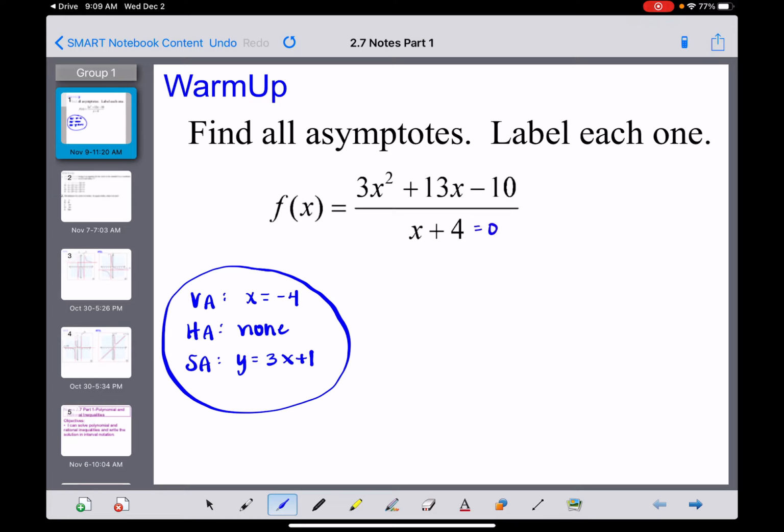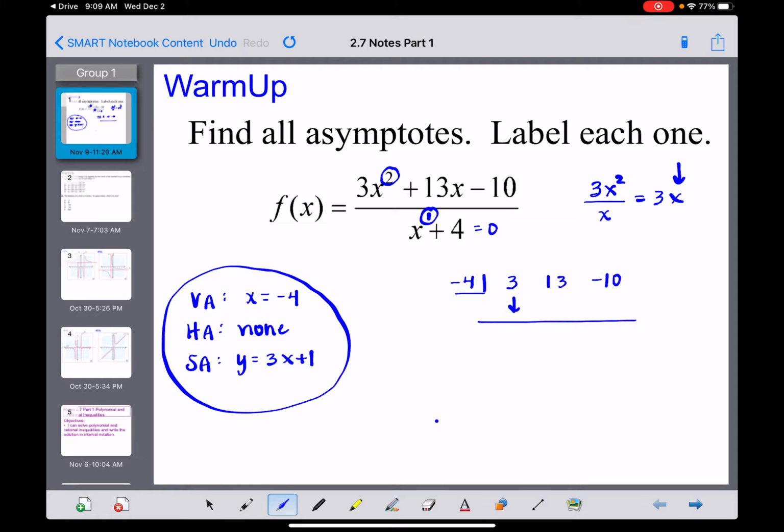So vertical asymptote, we're setting the denominator equal to 0. Horizontal asymptote, we're comparing the degrees, so 2 and 1, 2 is greater than 1 by 1. Or again, if we take 3x squared and divide it by x, we get 3x. So since there is an x in it, that tells me that we don't have a horizontal, but we have a slant. So we can use long or synthetic. I would again choose synthetic in this case.